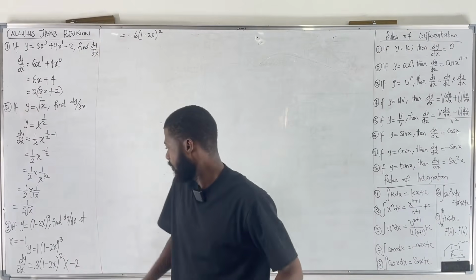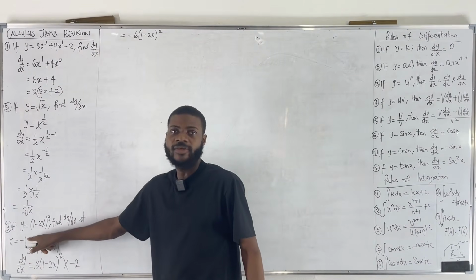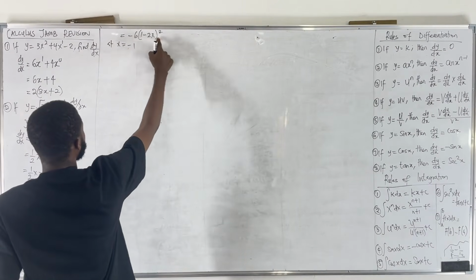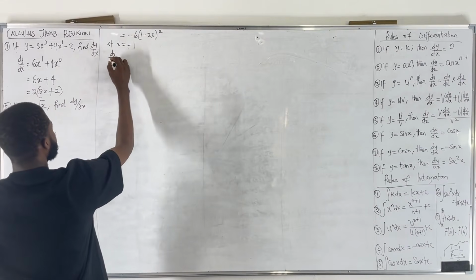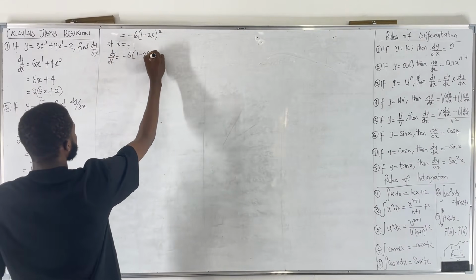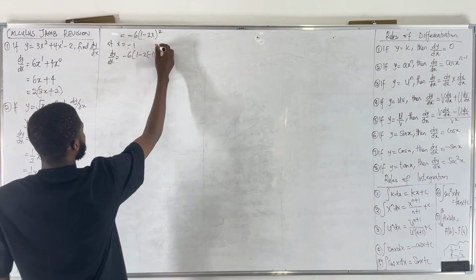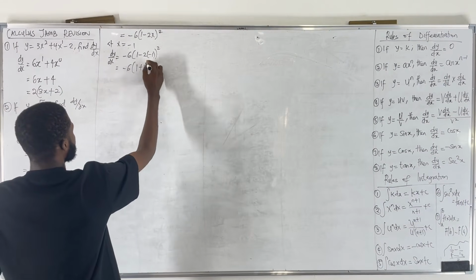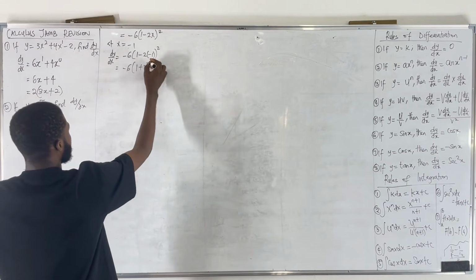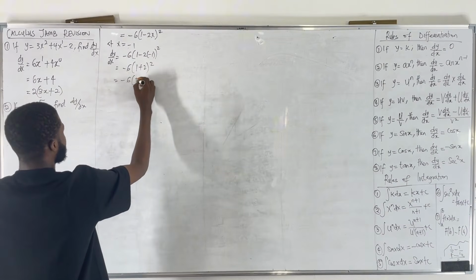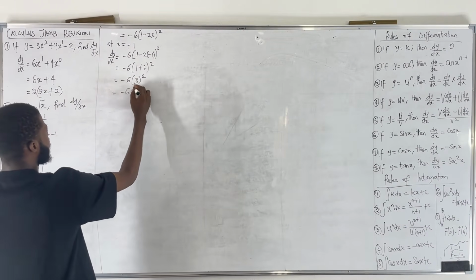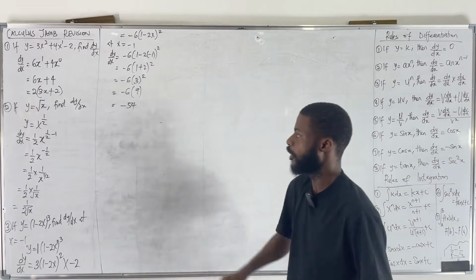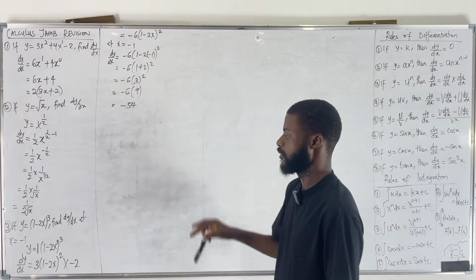But now it says, find dy dx at x equal to minus 1. So at x equal to minus 1, anywhere you see x here, you put minus 1. So dy dx is minus 6 bracket 1 minus 2 times minus 1. So this is minus 6 bracket 1 plus 2, because minus times minus is plus. Now this is minus 6 bracket 3 squared. So this is minus 6 times 9. So this will be minus 54. So that will become the answer to the equation. So it's minus 54.